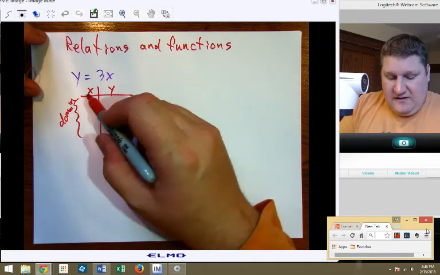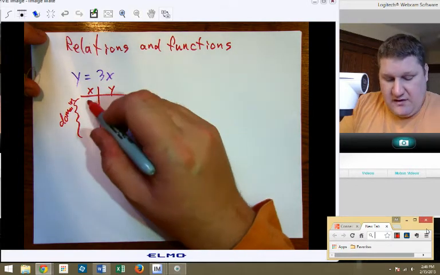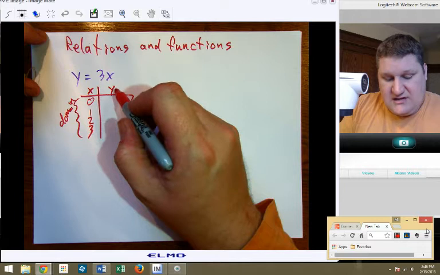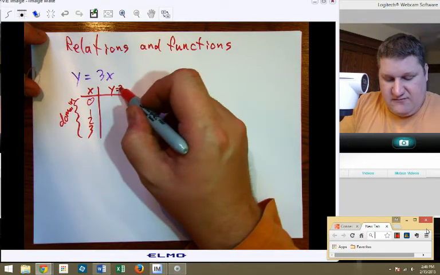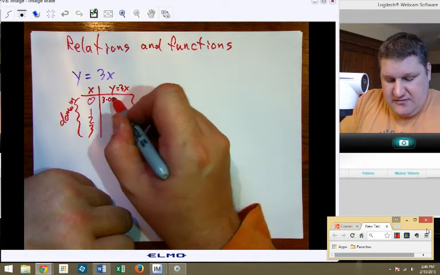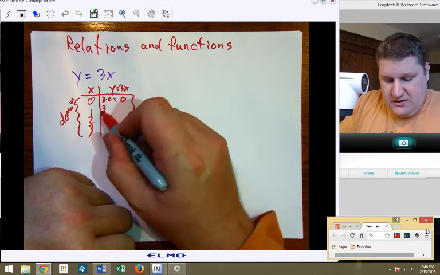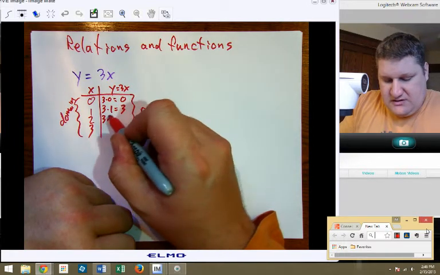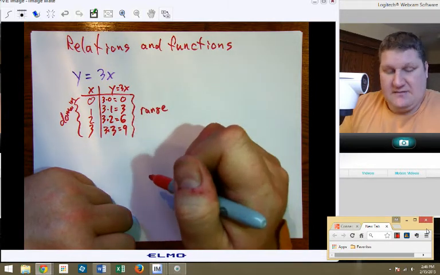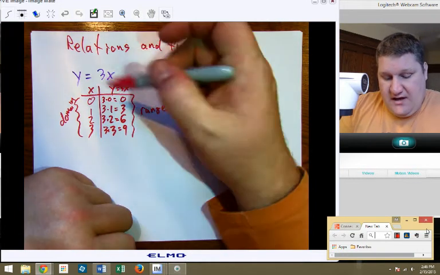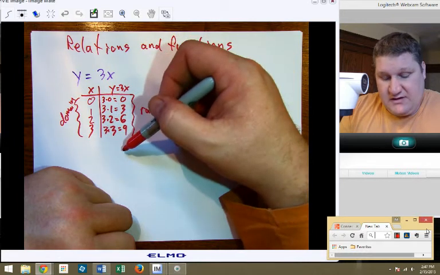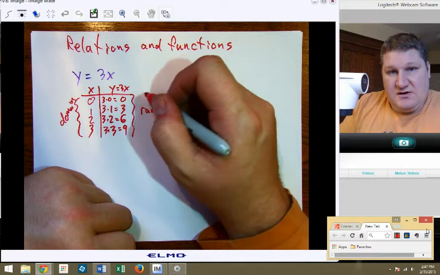Now, in this case, since I can control what's in the domain, let's put some numbers. 0, 1, 2, 3. Now, to determine what the y value is, I use the relationship. Sometimes we can even put the relationship right here in the t-table. So we would say 3 times 0 equals 0. 3 times 1 equals 3. 3 times 2 equals 6. 3 times 3 equals 9. Okay, so we now have our x's, we have the relationship that we're given, and then we have the results from that relationship. Now, at this point, we can do a number of things with those.